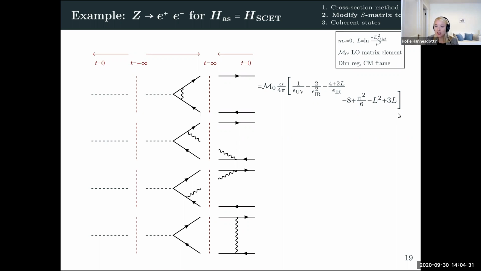And now there are two ways to calculate it. We could either use the Feynman rules that we derived, or I told you about on the page before, where we use time-ordered perturbation theory rules here in the asymptotic region, or we can use this trick.